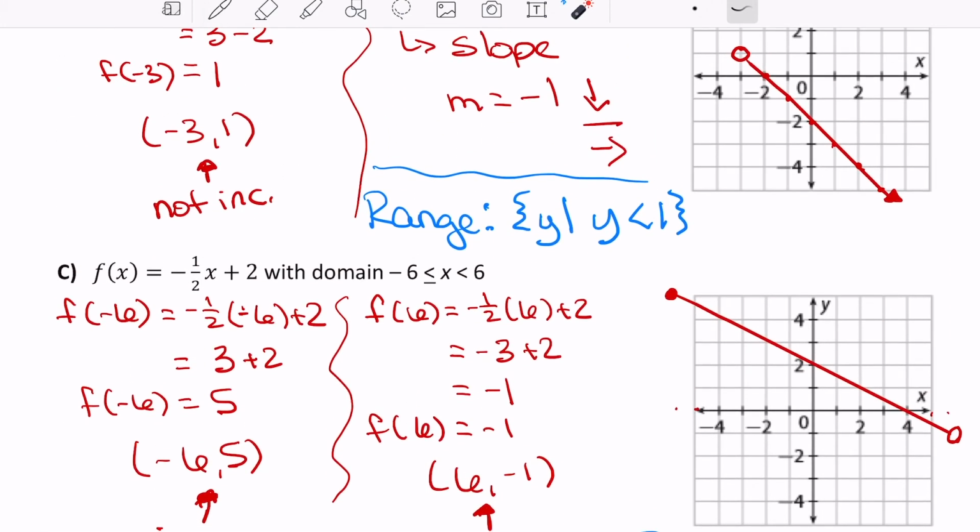All right, now go ahead and try the next 3 problems on your own. Come back and look at the work and make sure you did it correctly.